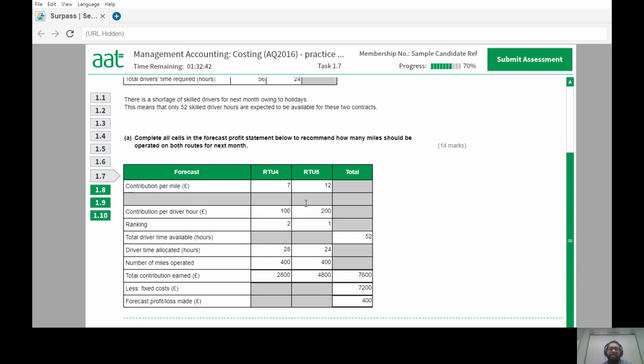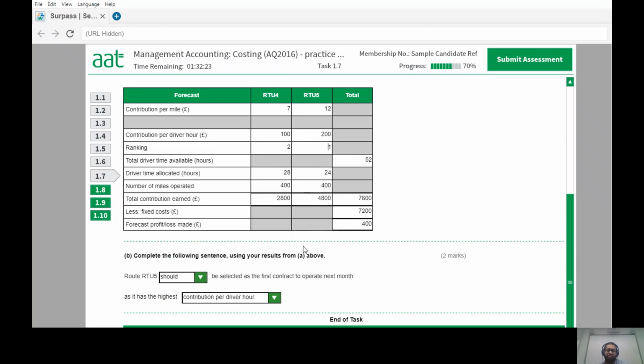If I chose it the other way around, my answer is going to be skewed, because at the end of the day I'm still going to be absorbing the fixed cost, but my answer is going to give me a loss. The reason is that we haven't chosen the right option if you did it the other way around.